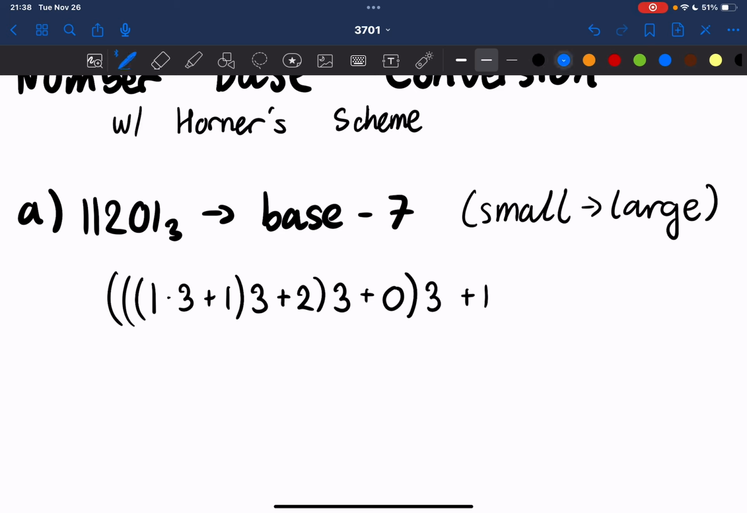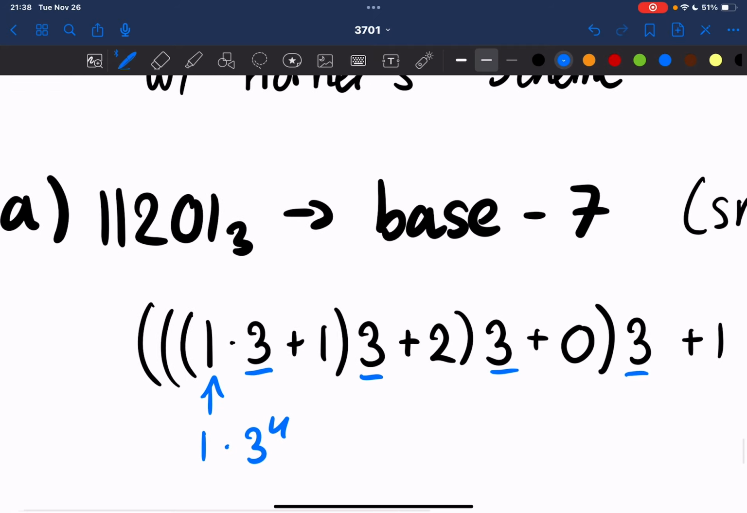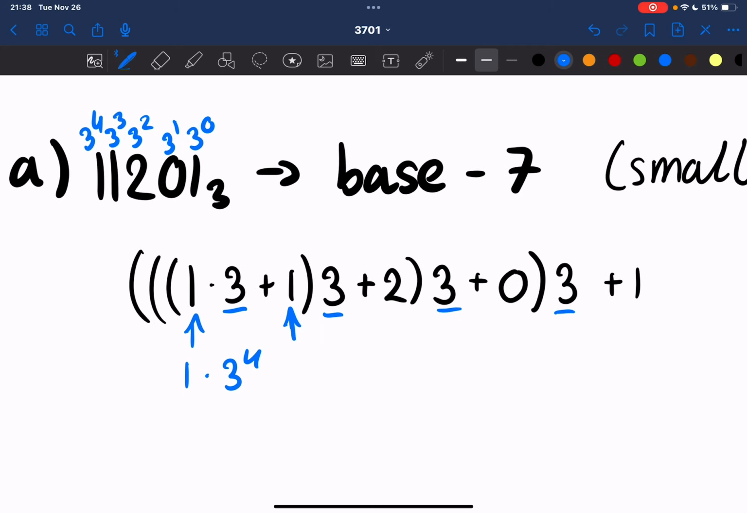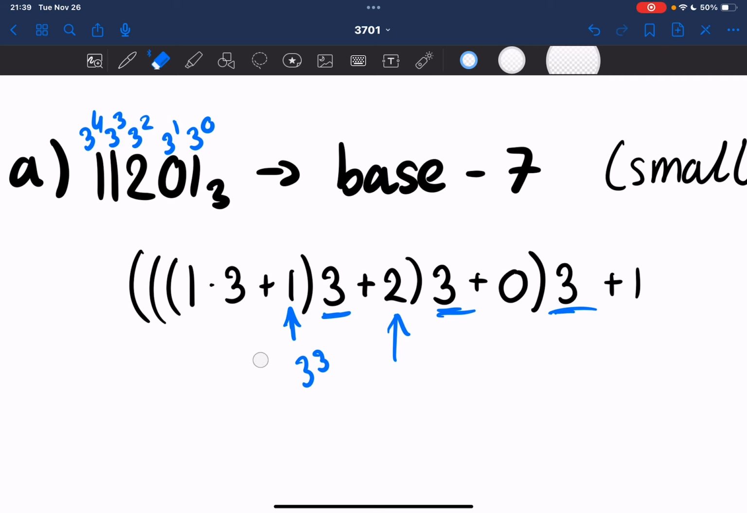This actually makes sense, because the first digit, 1, is being multiplied by 3 four times. You see 1, 2, 3, 4. This is what we would expect, because if we look at the actual number, 3 to the 0, 3 to the 1, 3 to the 2, 3 to the 3, 3 to the 4, that 1 is in the 3 to the 4th place. This one here would be in the 3 to the 3rd place, because you've got 1, 2, 3. And the 2 is in the 3 to the 2 place, and so on. So this is what we expect. It's just a little weird looking at it in this form.